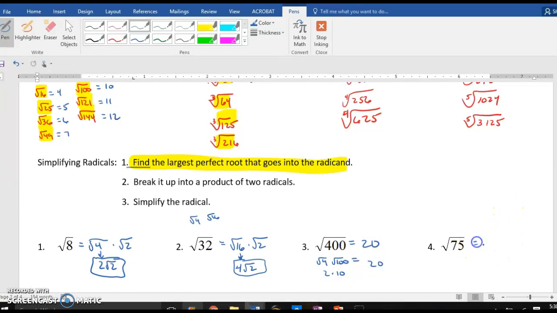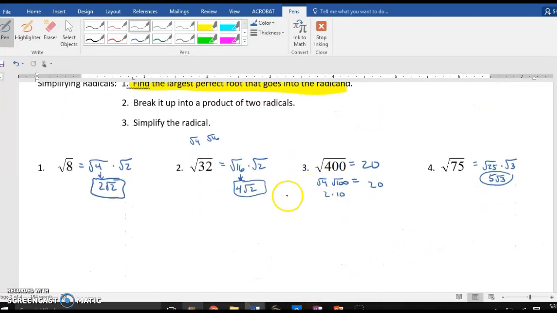All right? Example 4. Square root of 75. I'm going to break it up into what's the largest perfect square? 25 times what would give you 75? 3. Again, what does 25 simplify to? 5. Can we simplify root 3? No, so we leave it inside the radical.